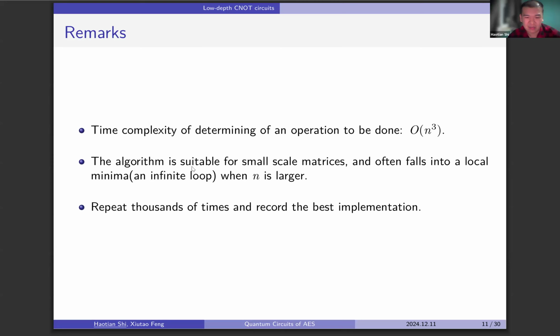Note that the algorithm is suitable for small scale matrices and often falls into a local minimum when n is larger. That is, the cost function will not go down. When n is larger, this case often comes. In practice, this algorithm is repeated thousands of times, and the best implementation is recorded.